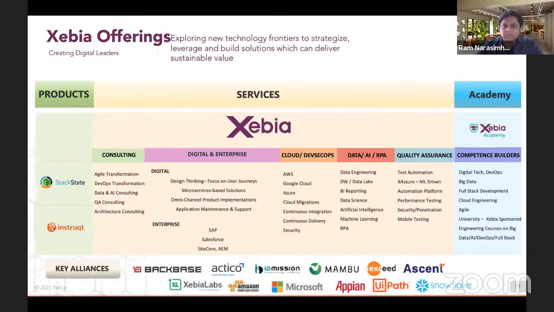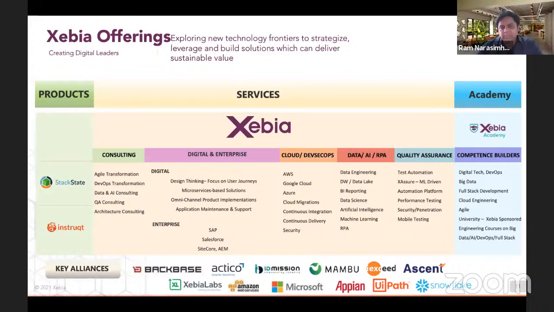Digital and enterprise is one of our strong focus areas, where microservices-based solutions, application development, design thinking, software development, web and app, all of those areas we cover end to end. And definitely cloud DevSecOps is something that we are champions in when it comes to engineering. Data and AI, covering areas like data engineering, data science, reporting, data warehousing, AI, ML. All of these areas we've executed large-scale engineering projects. And quality assurance is another area where we excel, and we have our own solution called XAssure, which we cater to our customers in terms of building an end-to-end testing platform for them, able to scale as per their enterprise needs.